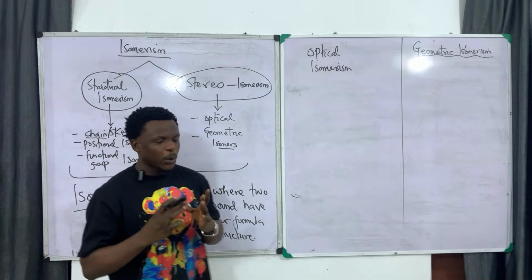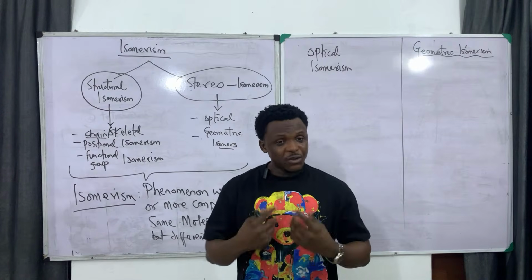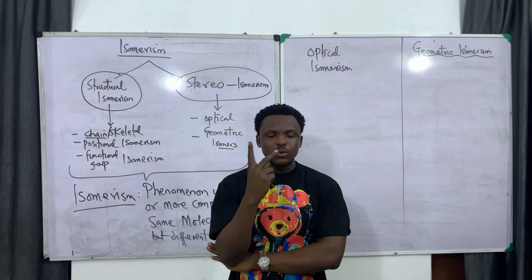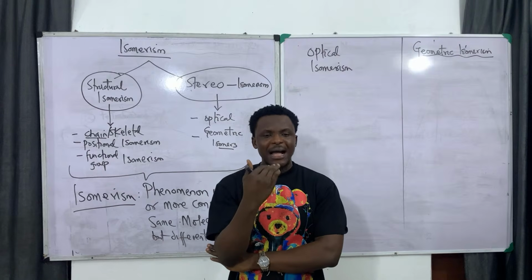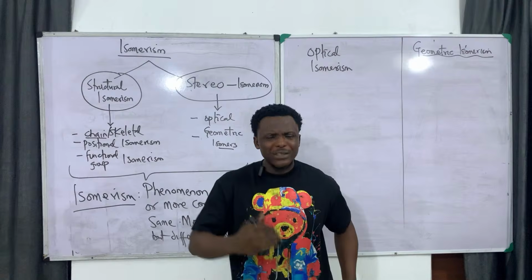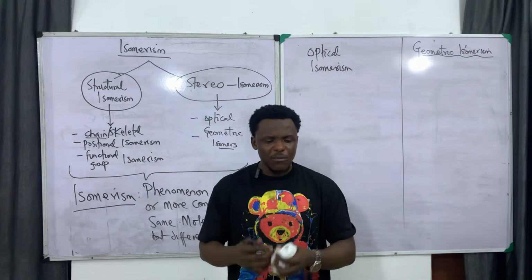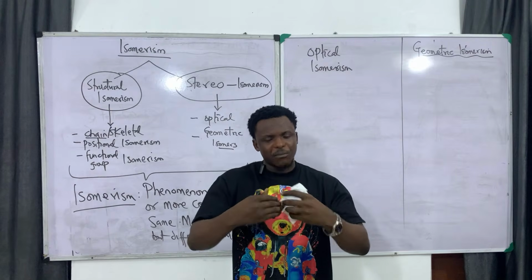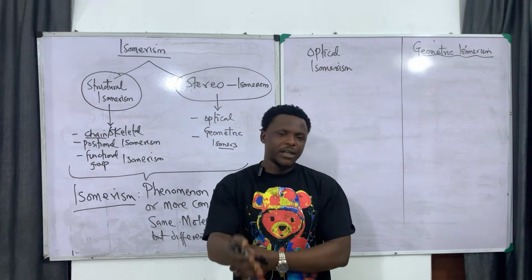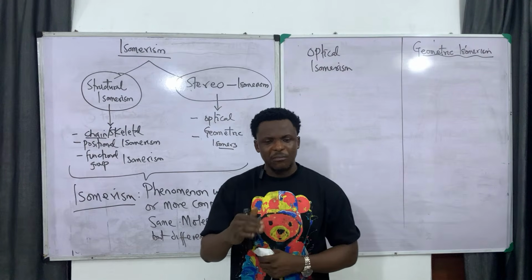Remember, we want to look at isomerism. Isomerism is a phenomenon where, I believe you should be writing, two or more compounds have the same molecular formula but different structure. First, what is molecular formula? Because if they say something has a molecular formula, you must first of all understand what molecular formula is before talking about the structures. Good and fine, I'm going to be telling us what molecular formula is.